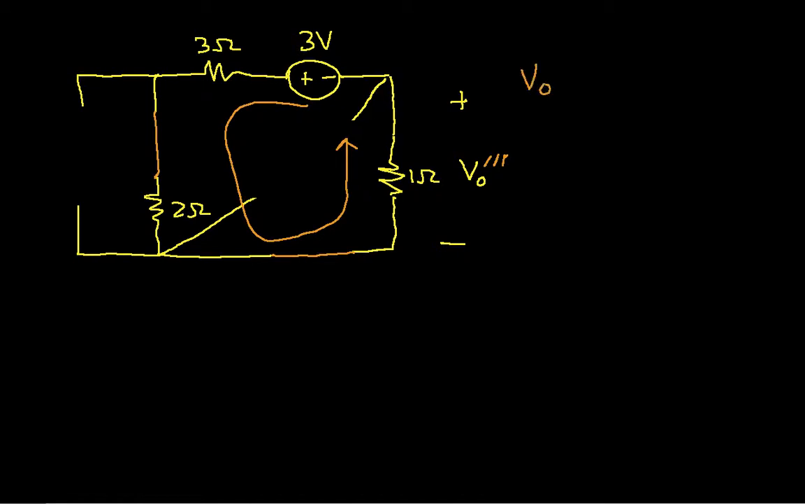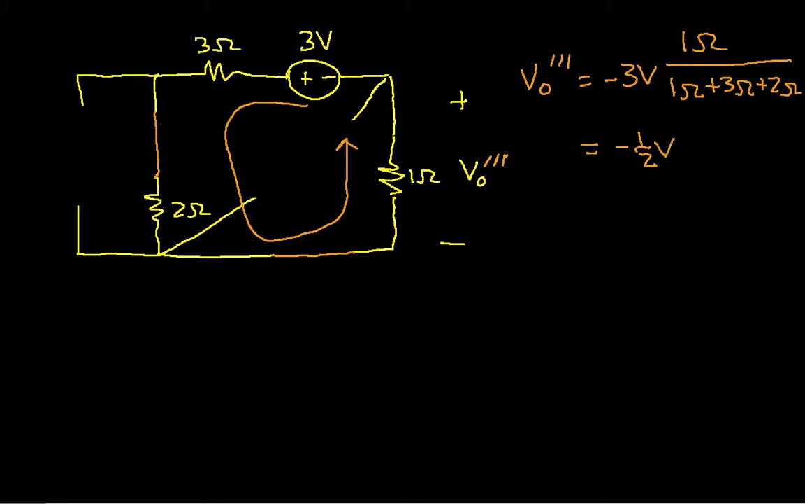we have V0 triple prime is minus 3 volts, and the negative sign comes because the sign of the orientation of my 3 volt source is opposite to the way I've defined V out triple prime. So I have minus 3 volts times 1 ohm over, let's see, 1 ohm plus 3 ohms plus 2 ohms, which gives me then minus 1/2 volt. Okay, so this is the output due to the 3 volt source.